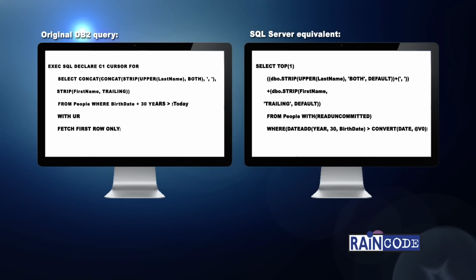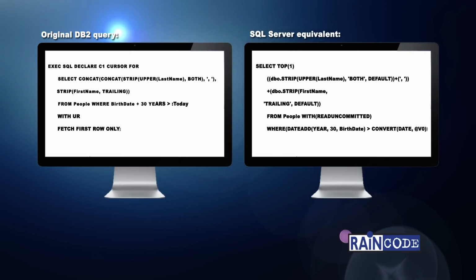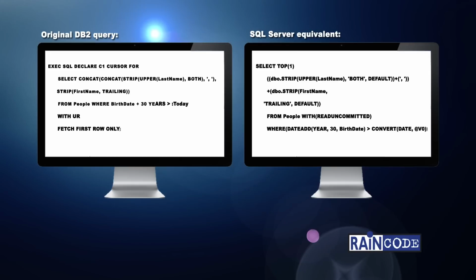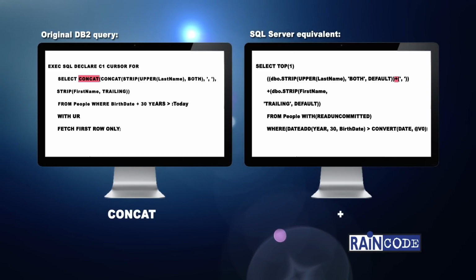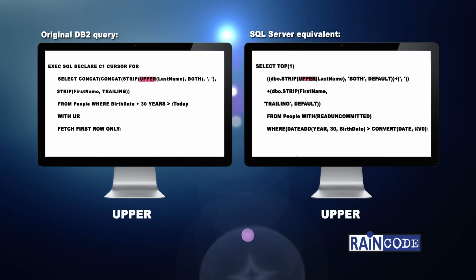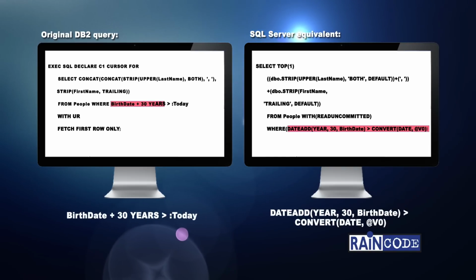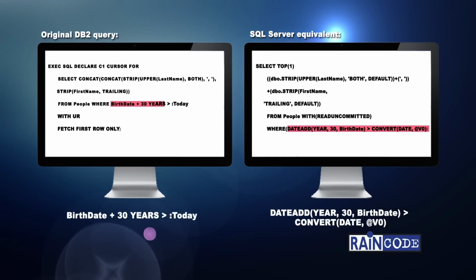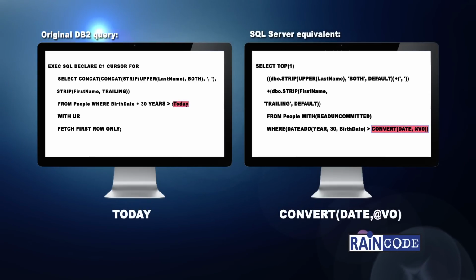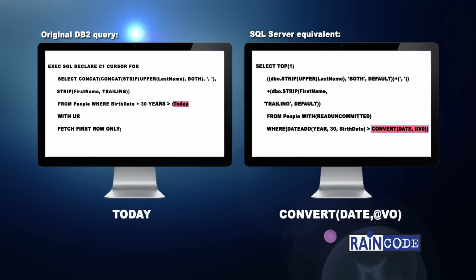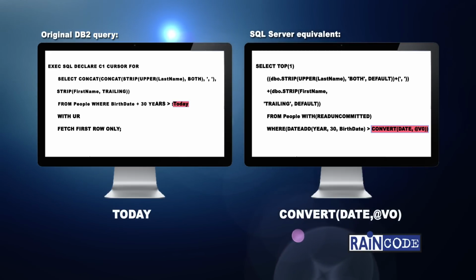This example shows many transformations that can be applied: the isolation level, the limit of records to be fetched, functions, concat, strip, upper. Arithmetic operations on dates are not supported in SQL Server and are converted to explicit functions. Implicit date conversions are supported in DB2 but not in SQL Server. Today is a character variable and is compared with a date. It's converted explicitly to a date.